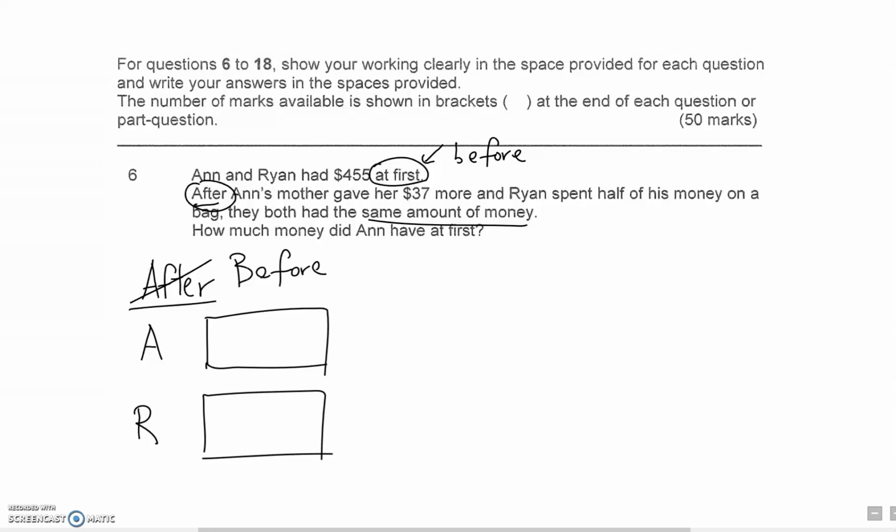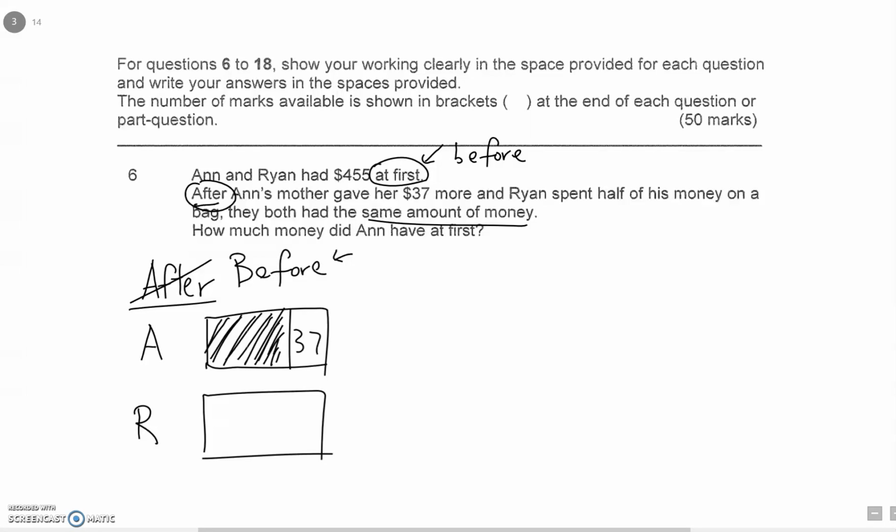Anne's mother gave her $37. Now take a look at Anne. This box over here represents Anne after she got $37 from the mother. Which means if I want to go back to before, Anne actually only has this portion here. Because what happened before? She didn't receive the $37 from the mother. So what she had was the shaded part over here only. That was before.